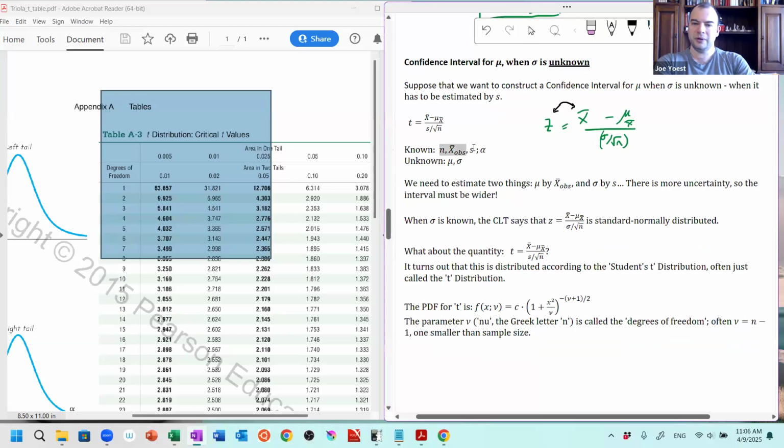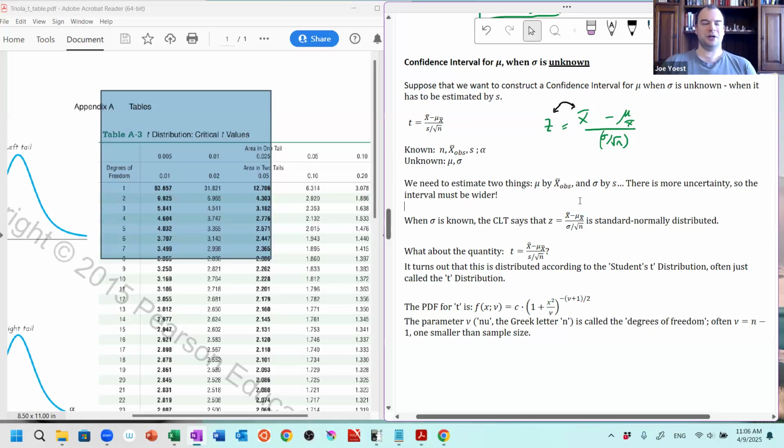So what do we know? We know our sample stuff. We know our sample size. We know our sample mean, x bar observed, and we know our sample standard deviation, s. We also know our confidence level, and therefore we know alpha. We know our error rate, so we know things like alpha over 2 and so on. And our unknowns in this case are two. Both mu and sigma are unknown. So we're estimating two things. We're estimating mu by x bar observed, and we're also estimating sigma by s.